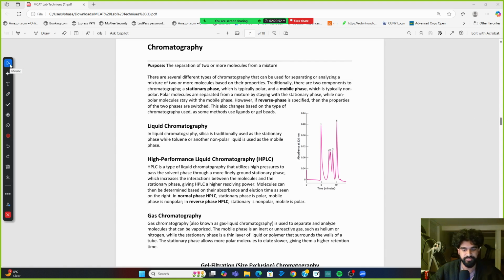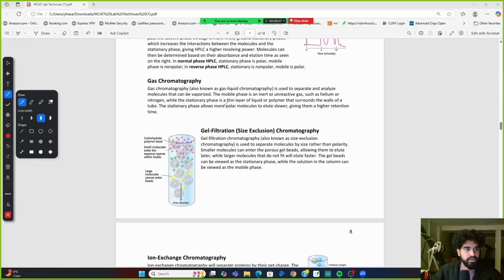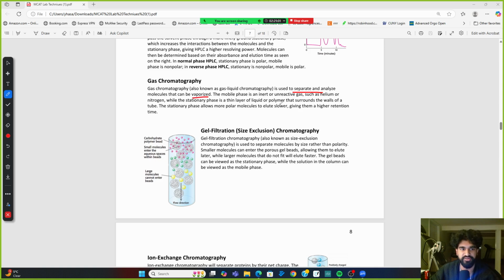Gas chromatography. Gas chromatography is gas liquid chromatography used to separate and analyze molecules that can be vaporized, right? Mobile phase is an inert or unreactive gas, such as helium or nitrogen, and the stationary phase is a thin layer of liquid polymer that surrounds the walls of a tube. Stationary phase allows more polar molecules to elute slower, giving them a higher retention time. Make sense? I don't think we need to go over this. It's basically the same thing that we've seen before, just with gases.